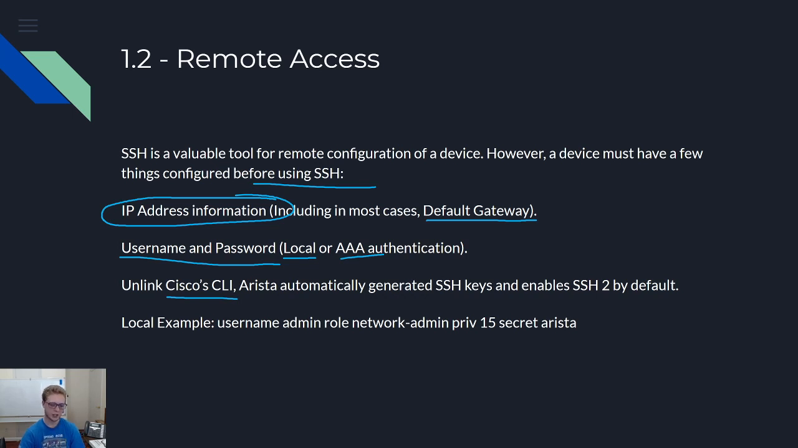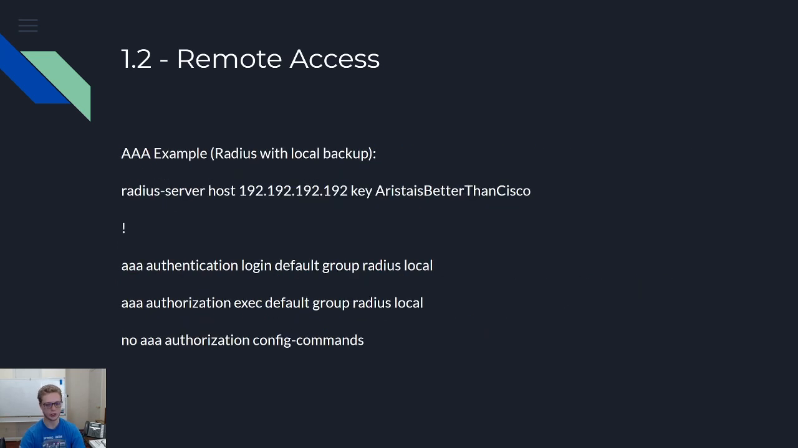And here's an example of a local username and password, right? Same command as Cisco if you're familiar with Cisco. Username, whatever your username is, in this case admin, the role network admin, privilege is 15, right? That tells us that we can have our privileges escalated automatically. And then a secret would be Arista. In this case, you can change that to whatever super secret password you'd like.